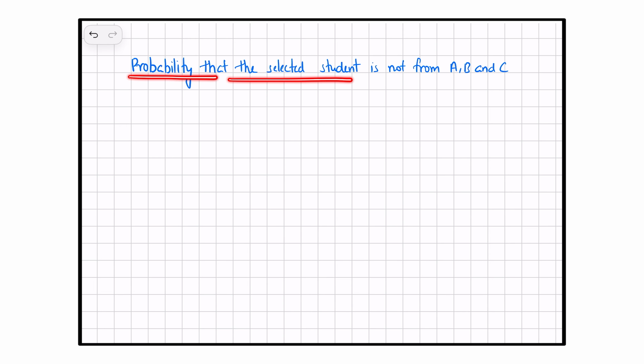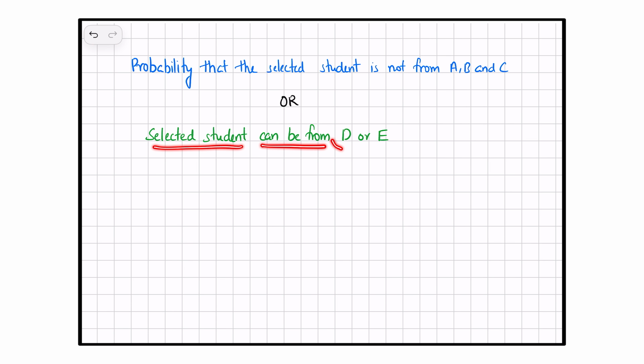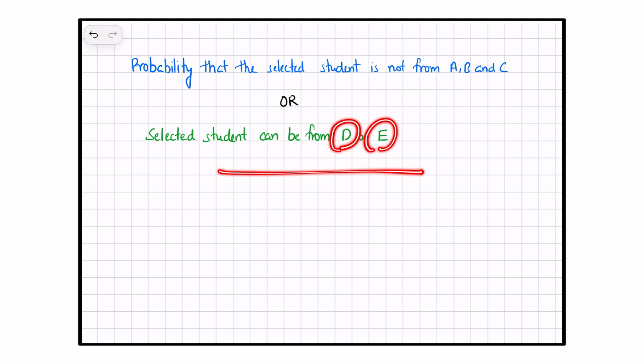Once more, the probability that the selected student is not from A, B and C, or we can say that the selected student can be from house D or house E. Okay, so what will be the probability? That is, the probability that a student is from house D or house E will be the total number of students in house D plus house E divided by the total number of students across all the houses.